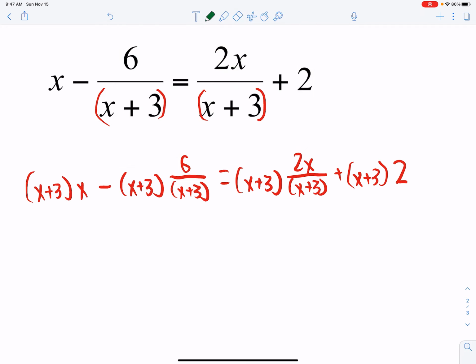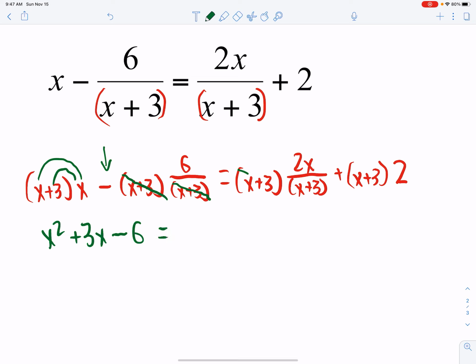So now in the first term, there's nothing to cancel out. X times x is x squared. 3 times x is plus 3x. On the next term, the x minus 3 and x plus 3 and x plus 3 cancel out, and we've got a 6 on top of the fraction. But here's a mistake a lot of people forget, that there's a minus in front there. That minus hasn't gotten canceled out. So instead of a positive 6, here we have a minus 6.